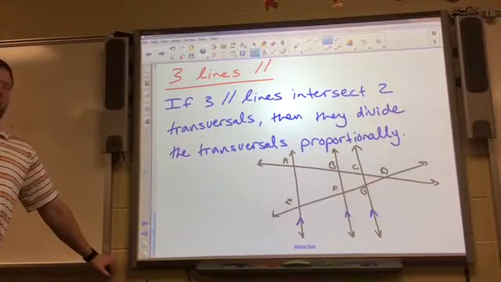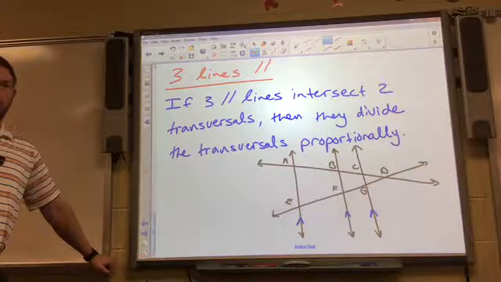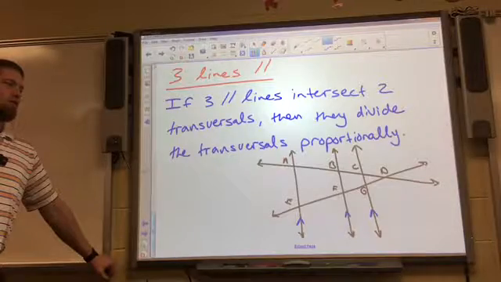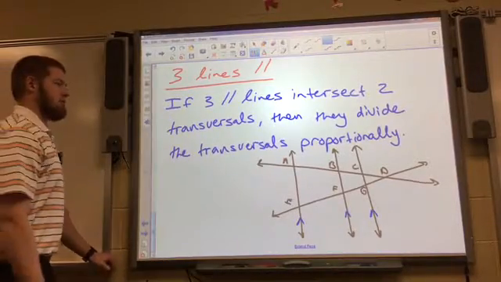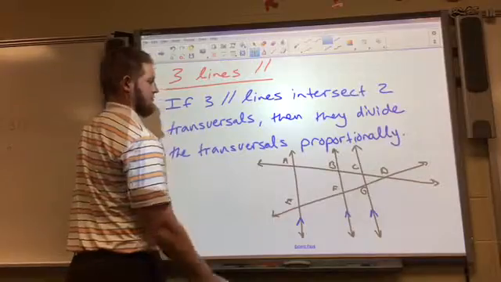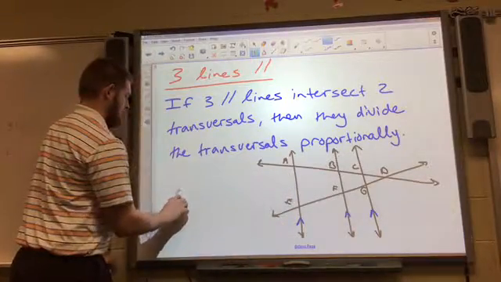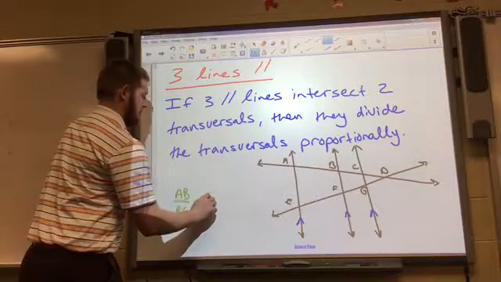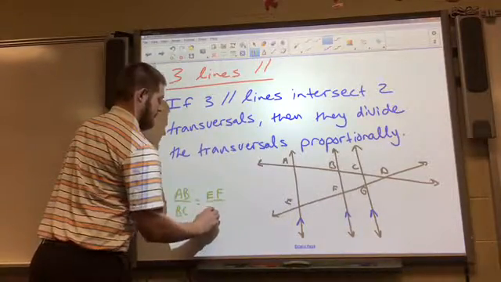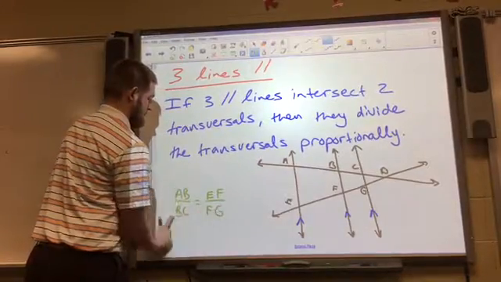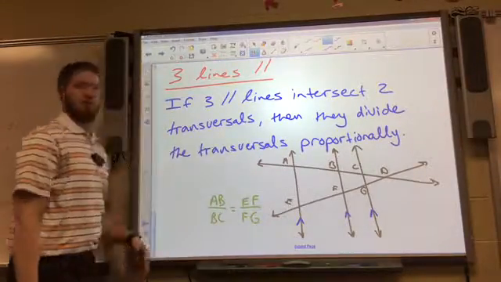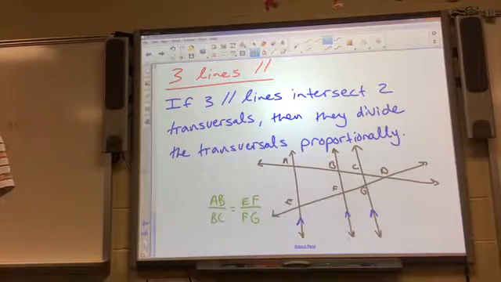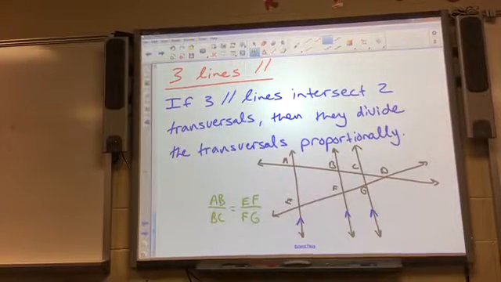If you have 3 parallel lines going through 2 different transversals, then it divides the transversals proportionally. So, AB over BC would be equal to EF over FG. And any combination of that proportion, right? Yeah, there's a lot of different ways you can flip those letters around and still make a true proportion.